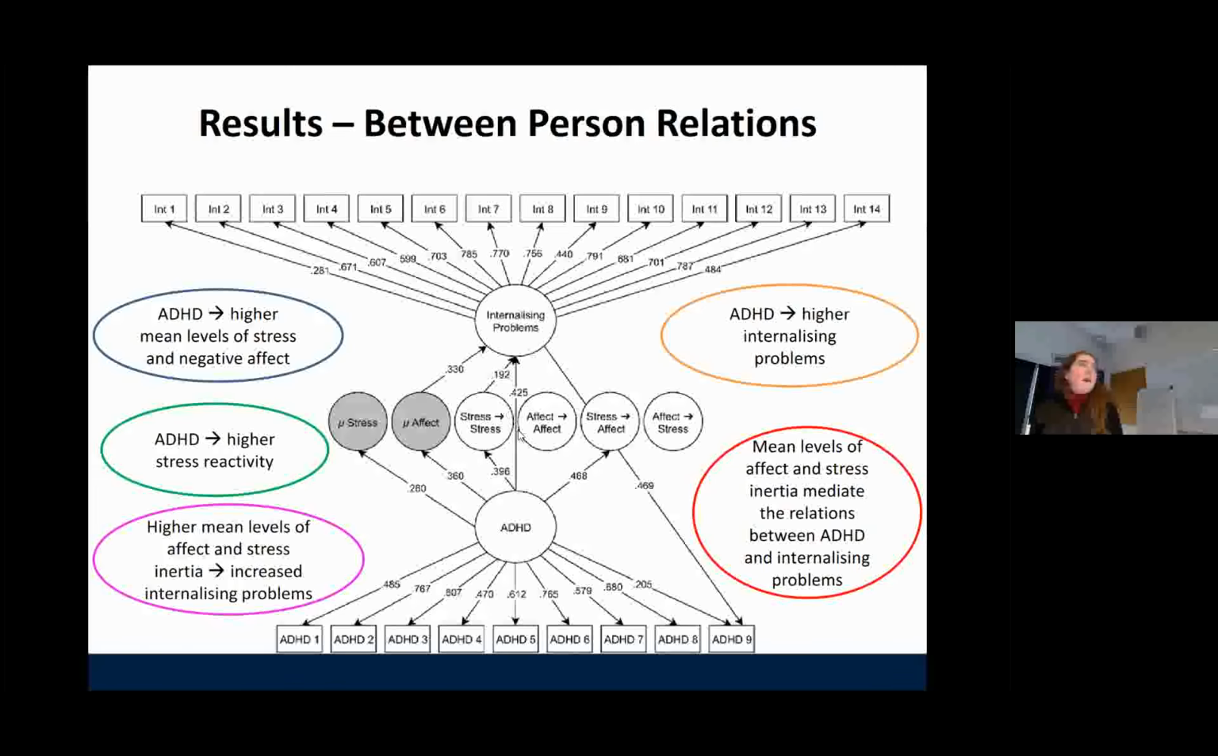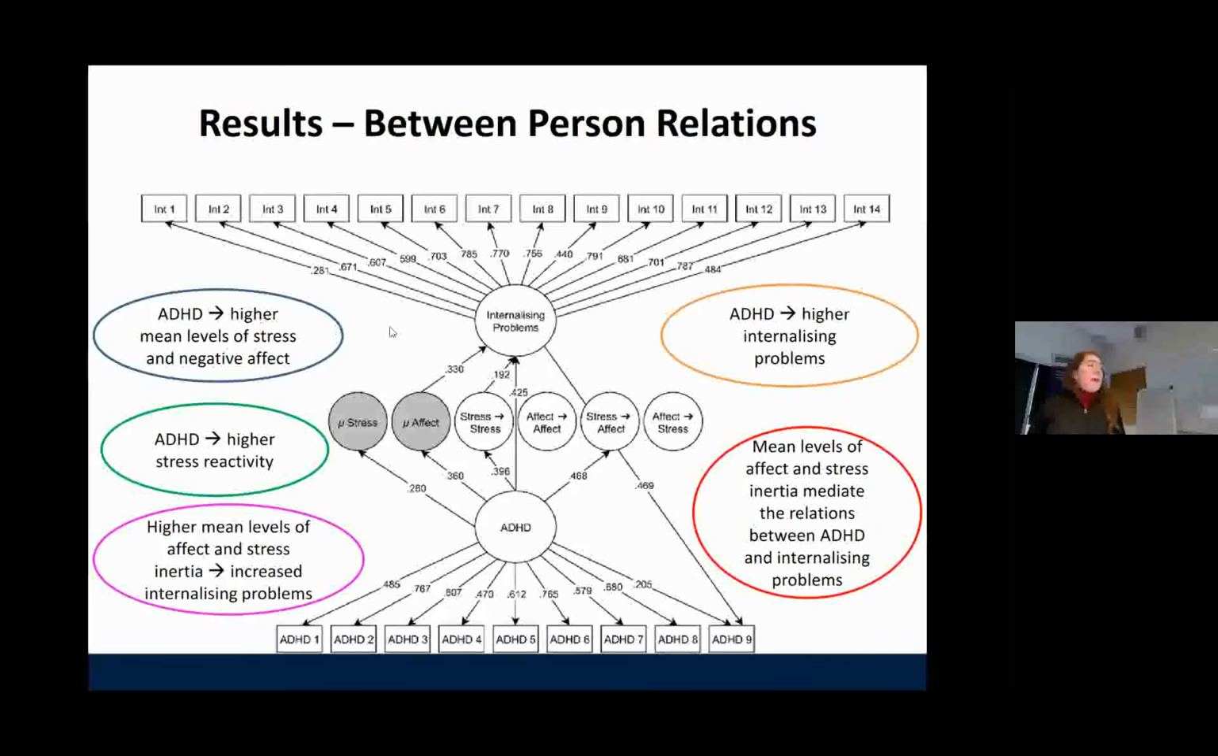So we found a positive effect both on the within-person effect of stress on later stress, so stress carryover, but also on the effect of stress on later negative affect. Basically, if you're high in ADHD traits, that increases the strength of the association between stress and negative affect. So it seems like individuals with higher ADHD traits react more strongly to stress.